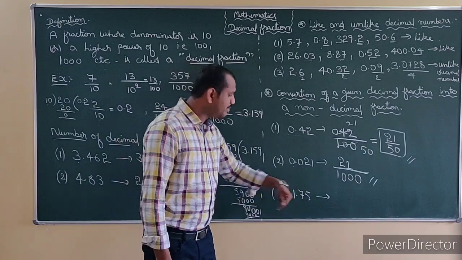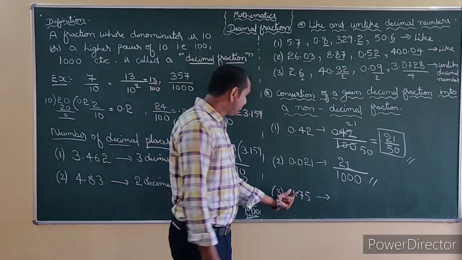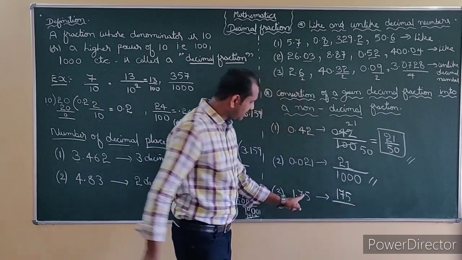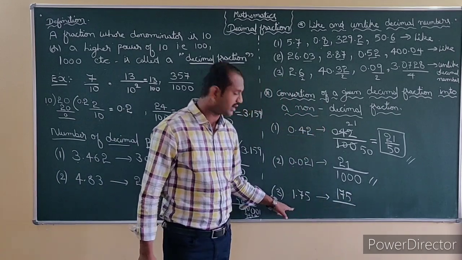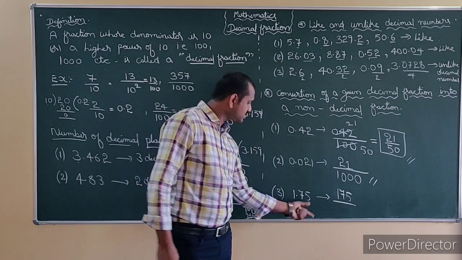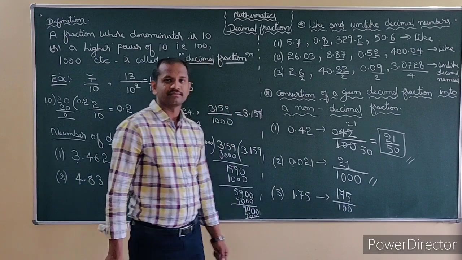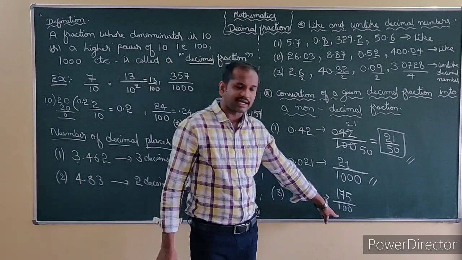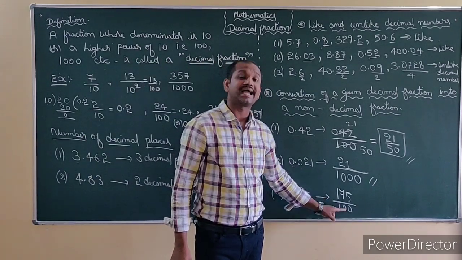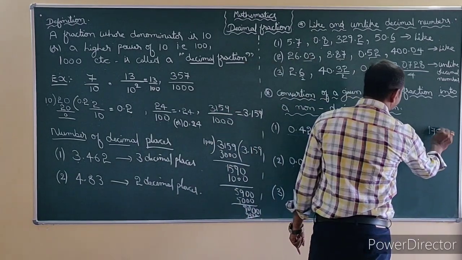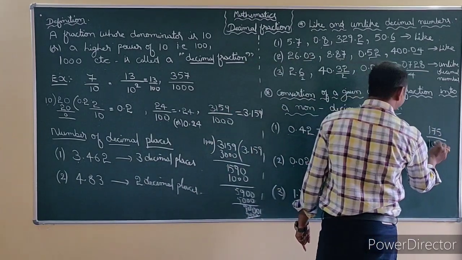Next, I have 1.75. If I remove the decimal, it becomes 175. After the point, how many numbers? 2 numbers. Therefore, 2 zeros and 1. Now, can I leave 175 by 100? No. Because I can reduce it. Let me reduce here. 175 by 100.